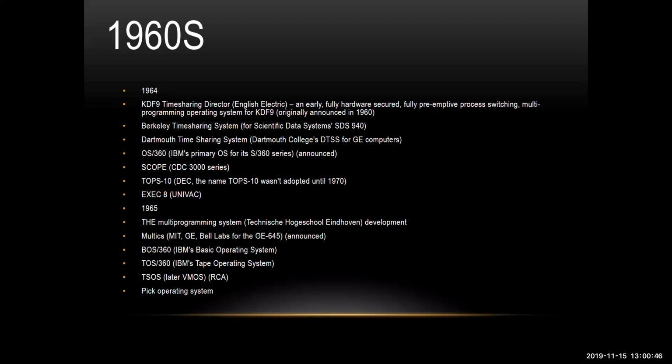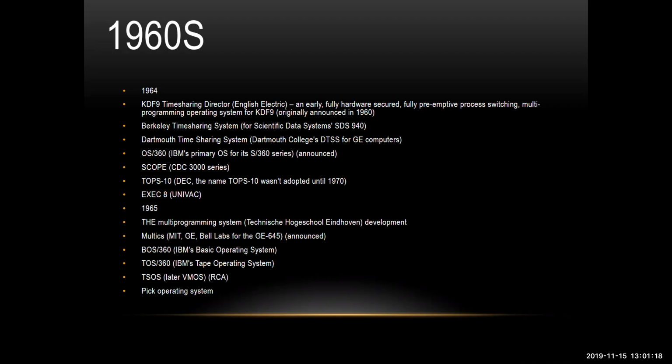And then BOS/360 was an early IBM System/360 operating system. And then TOS/360, it's also called Disk Operating System/360, or also DOS, or simply DOS. It is a discontinued operating system for IBM mainframes. It was announced by IBM on the last day of 1964, and it was first delivered in June 1966.